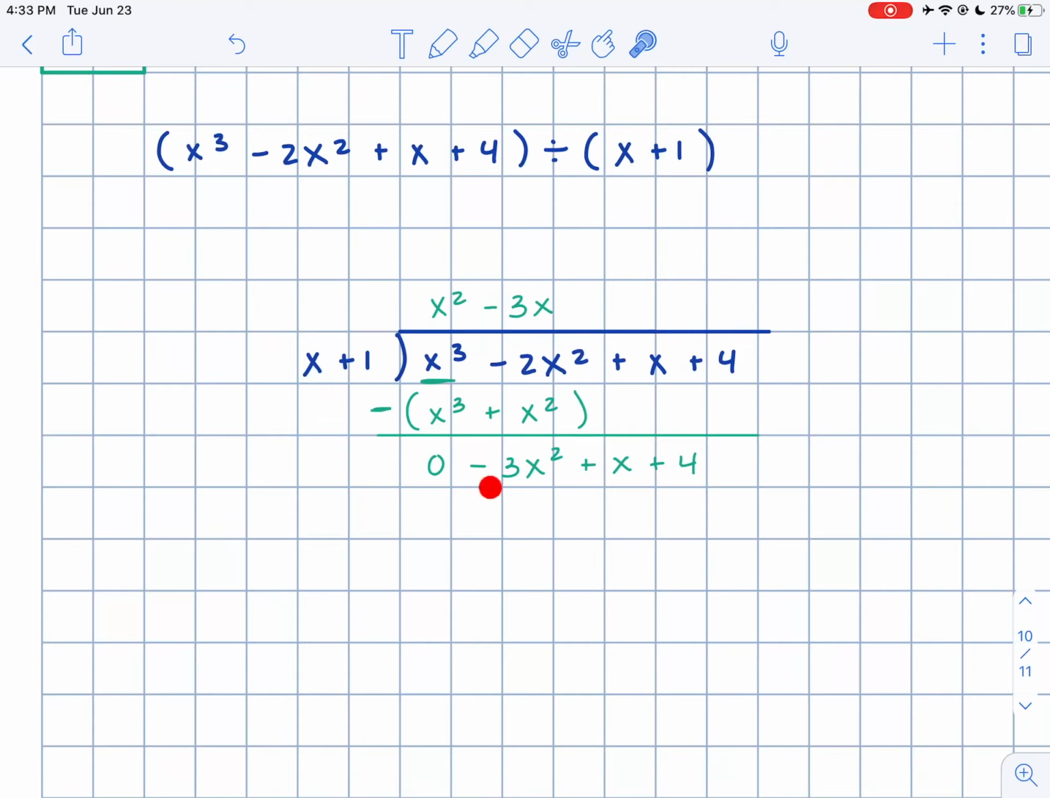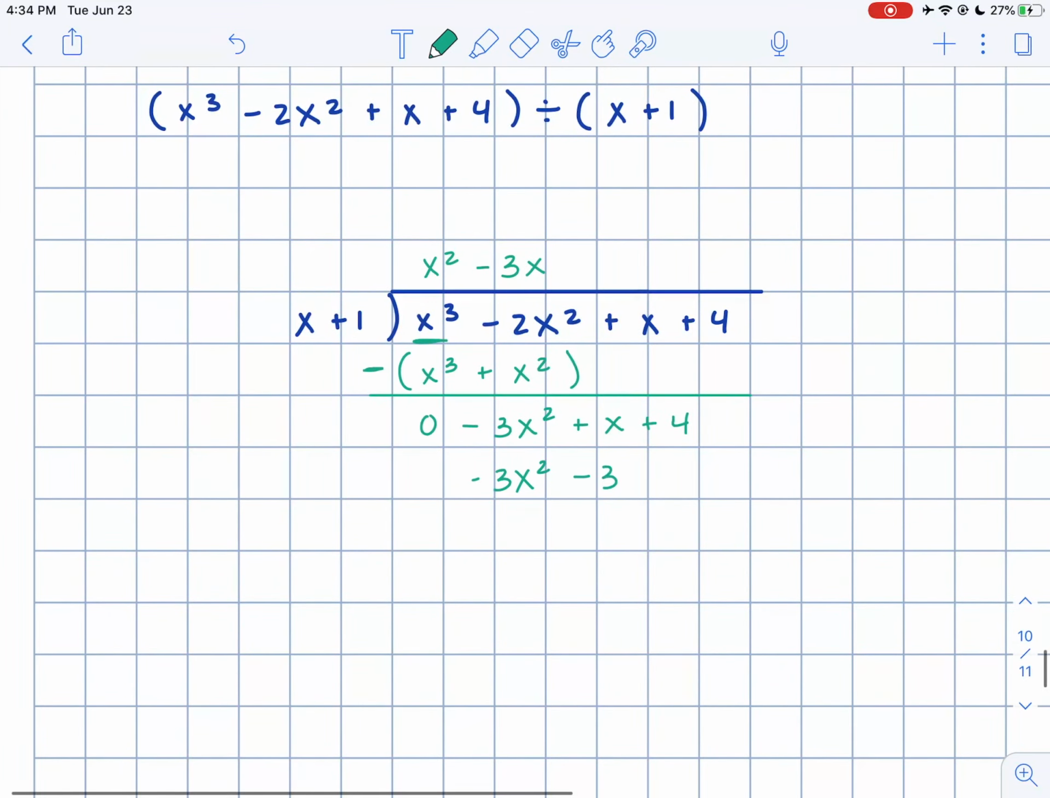So x times negative 3x will give us negative 3x squared. And again, we have to take this and distribute. Keep in mind, this is negative. So it's negative 3x times x, which gives us negative 3x squared. And it's negative 3x times 1, which is minus 3x. But remember, we have to subtract the whole thing. The whole thing. So now this is negative 3x squared minus negative 3x squared. And remember, two negatives make a positive. So this is actually negative 3x squared plus 3x squared, which is 0.